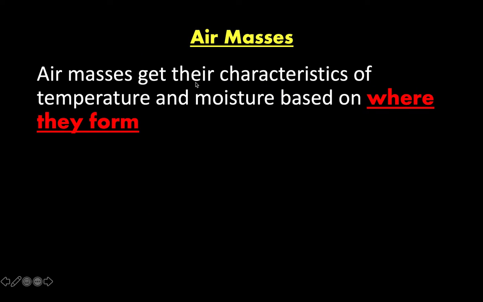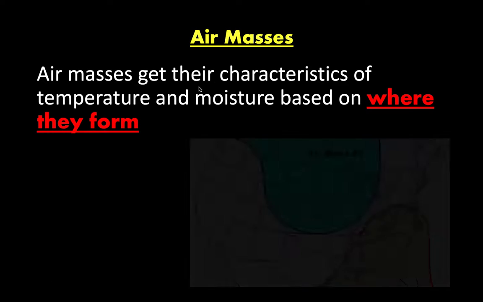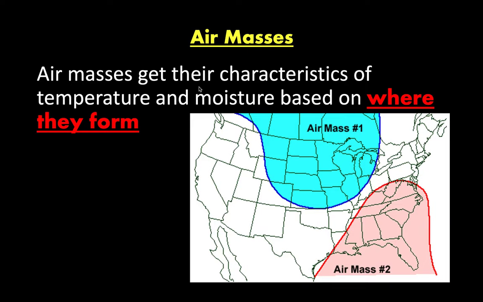So air masses get their characteristic temperature and moisture based on where they form. So take a look at the two air masses in this image. You'll see that we have air mass 1 and air mass 2. So which of these do you think is going to be colder? Yes, you should say air mass 1. Which of these will be warmer?